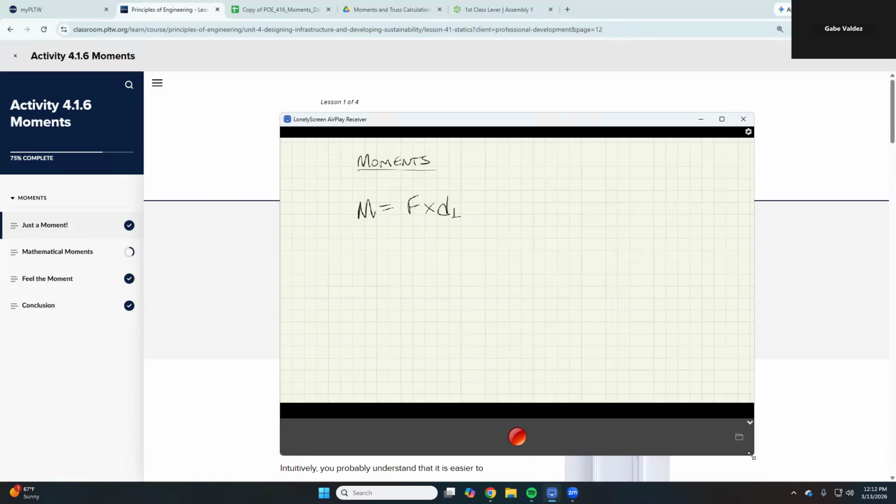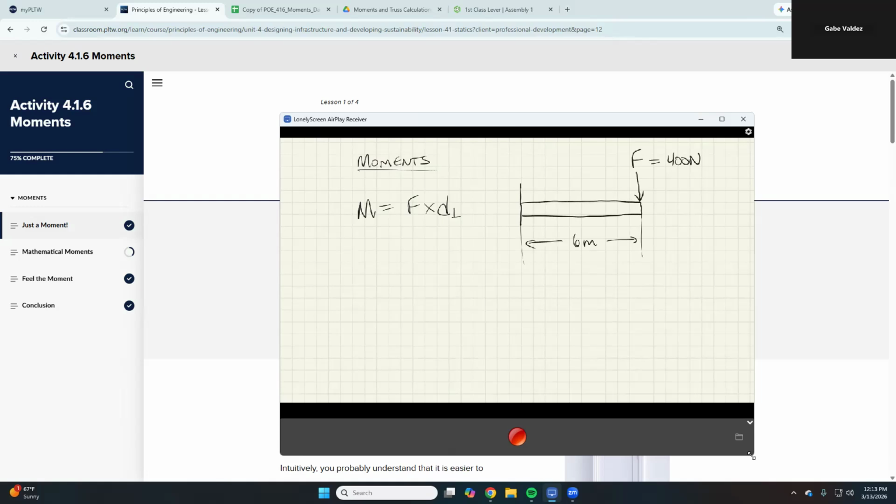So moment is equal to force times distance, where force and distance are perpendicular to one another. A moment is essentially the turning effect of a force. And so let's say I had some built-in cantilever, and I have some force at the end. Let's say it's, I don't know, 400 newtons. And we know the length of this cantilever is 6 meters.